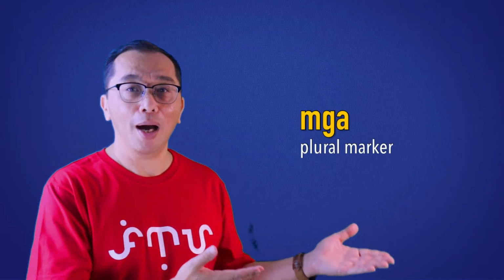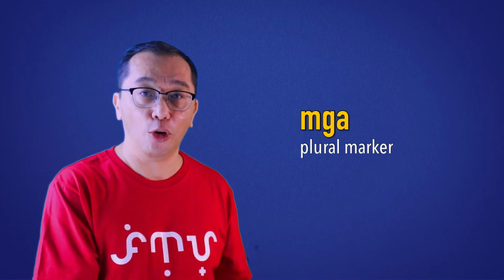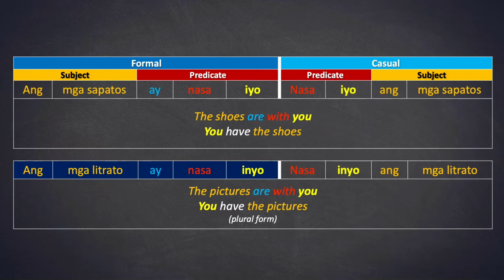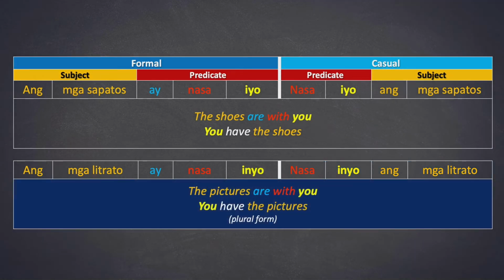Remember the plural marker mga? You add mga to a word to convert that word into the plural form. Remember? Let's move on. Ang mga litrato ay nasa inyo. Nasa inyo ang mga litrato. The pictures are with you, or you have the pictures.